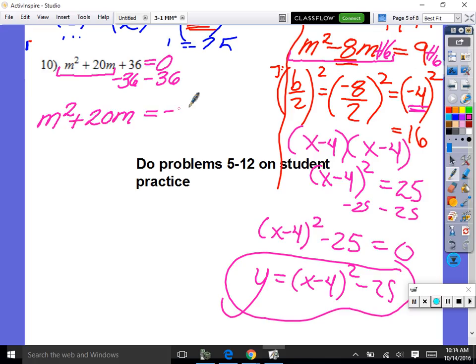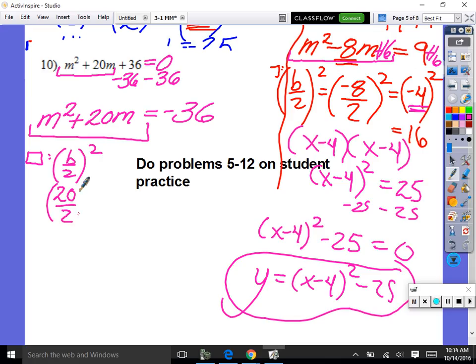And that's equal to negative 36. And then that makes it easier because I can just focus on the two I need to focus on. So I'm focusing on these two. I'm saying, how can I make this factor to be a perfect square? So we do b divided by 2 squared. B is 20. So 20 divided by 2 squared. We have 10 squared. So 20 divided by 2 is 10, which is 100. That's what we're adding in, just like we were doing a second ago.